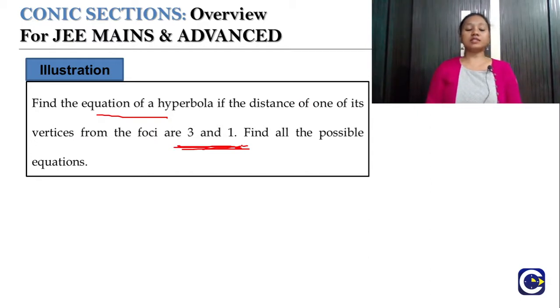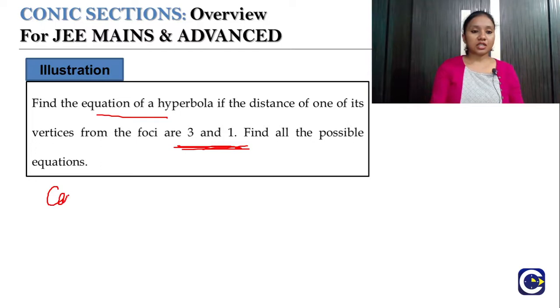For this type of question, the major mistake students make is that they won't consider all the possible equations. They just go by one condition and find the answer. That's not the case, because here they have asked for all the possible cases, which means we have to consider the hyperbola along the x-axis as well as the conjugate hyperbola.